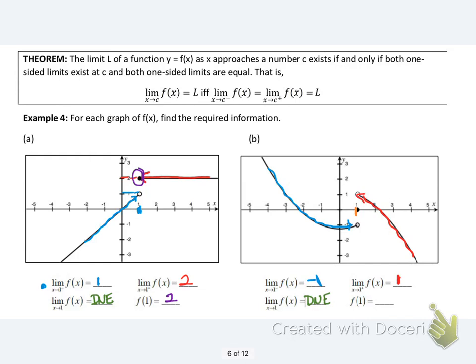F of 1 is where it's defined. Okay, so if you notice up at +1, it's an open circle, and down at -1, it's an open circle. The closed circle is right there. And that is the point (1, 0), which means that the y value, the answer here, would be 0. Let's look at more.